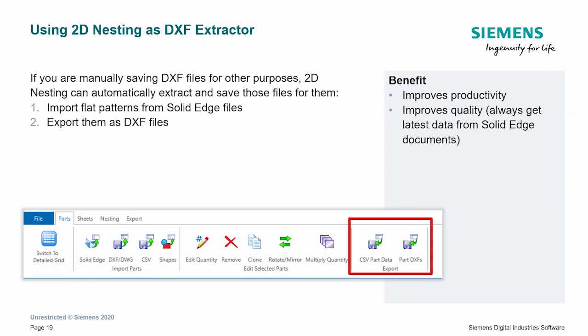Think of this scenario. If you are manually saving DXF files for other purposes, you can use Solid Edge 2D Nesting as an automatic extract and save agent. Simply use 2D Nesting to import the flat patterns from Solid Edge files, and then you can export them as DXF files. This will improve your productivity and always gives you good quality because you're always getting the latest data from Solid Edge documents.